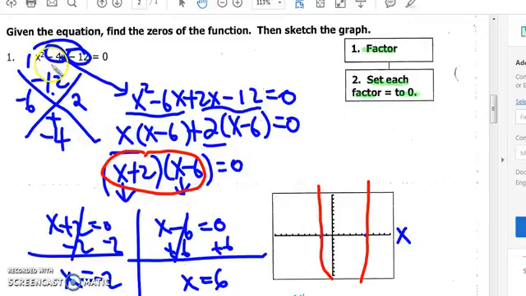So for this particular one, we factor like we always do with grouping. And then after you get the factors, you're going to find what the two values for x are. What is x for this? What is x for that? So negative 2 plus 2 is 0. So the first x is negative 2. And this one is positive 6 because 6 minus 6 is 0. And then you just go here and then you sketch.